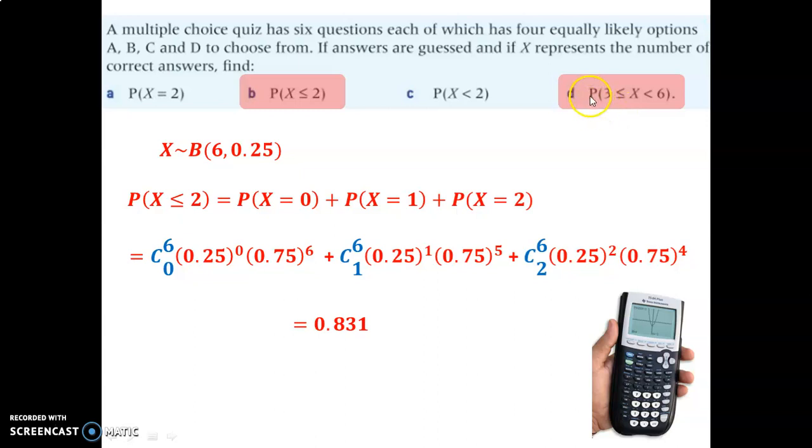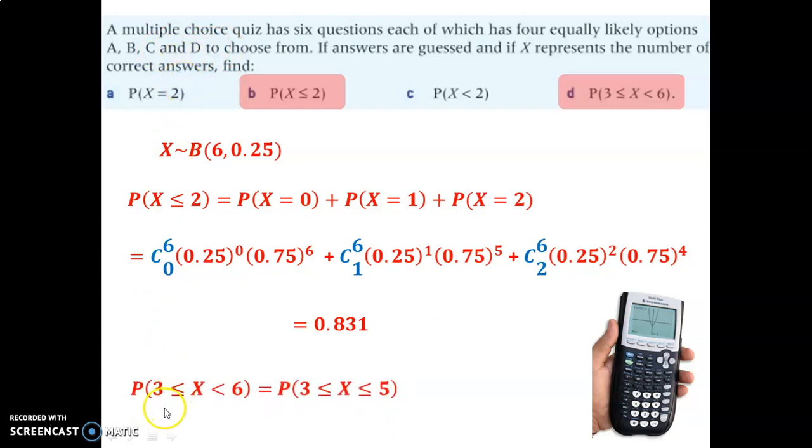So this one says find the probability that x will be greater than or equal to 3 but less than 6. So that means we're looking for x values that are 3, 4, and 5 because 3 is included but 6 is not. So 3, 4, and 5. So again, we are looking for what is the probability that you will get 3 questions right, 4 questions right, or 5 questions right if you're purely choosing randomly your answers to those questions. So let's take a look.